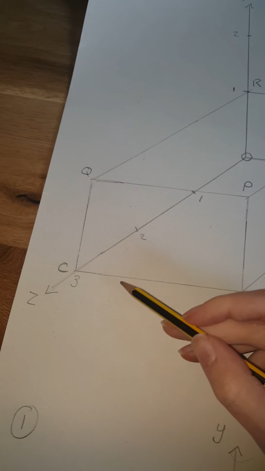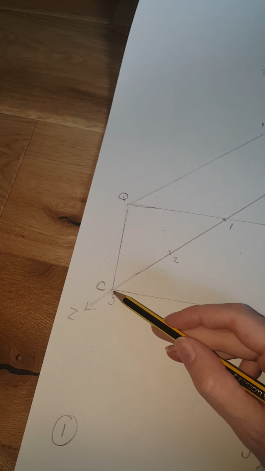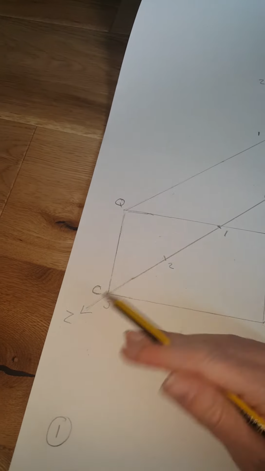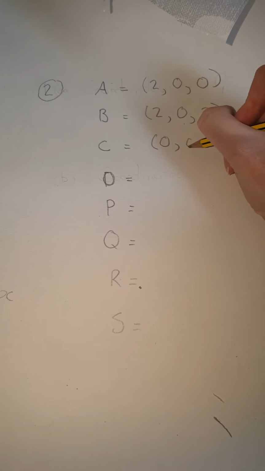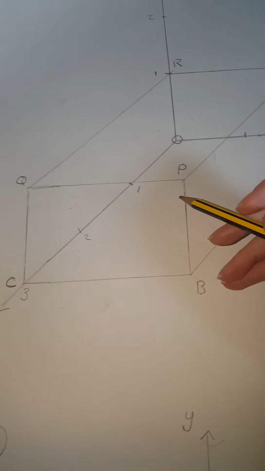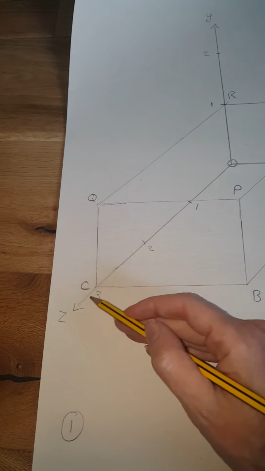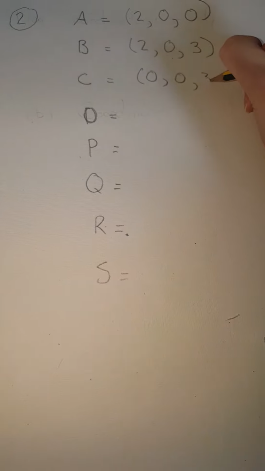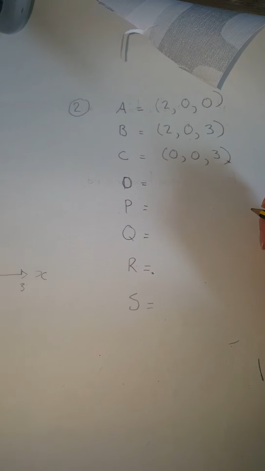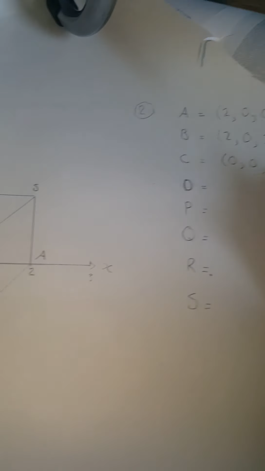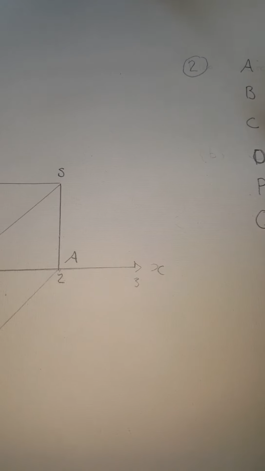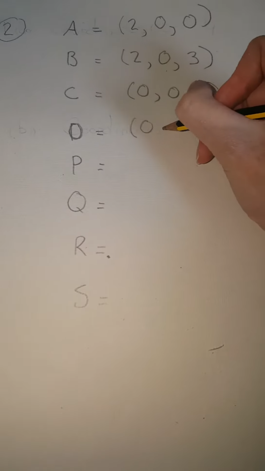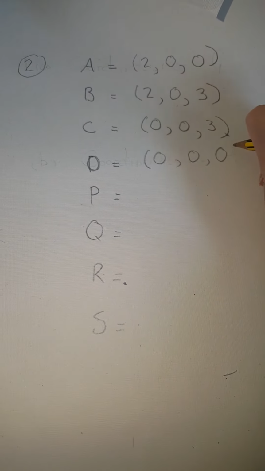Looking at C again, how far up the y do I go? Well, I don't go up the y at all because it's sitting there on the ground with A and B, so the y coordinate is 0. But I have gone out the z axis. I've gone out 3 places, so the z coordinate is 3. That takes me to O. Now O is the origin, so we're just looking at 0, 0 and 0 there.